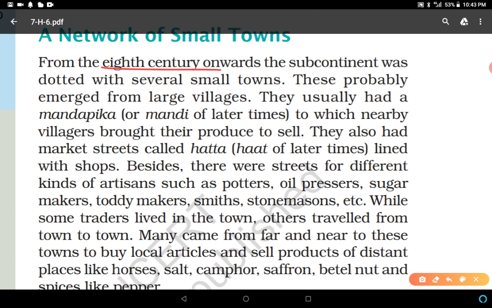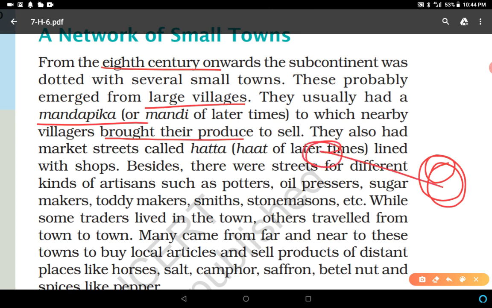These probably emerged from large villages. Large villages changed into small towns. They usually had a mandapika. This was a small mandi, to which nearby villagers brought their produce to sell. It means the villagers used to carry things to sell in mandapikas, right? So these mandapikas became the big mandis, and after that they also had market streets called hatta. Hatta, today known as hart, lined with shops.